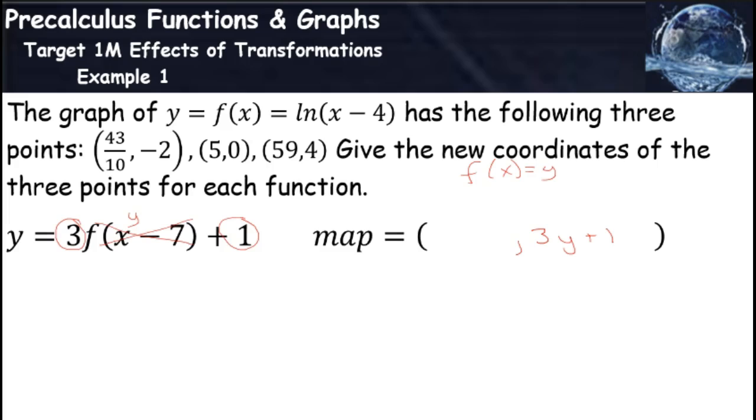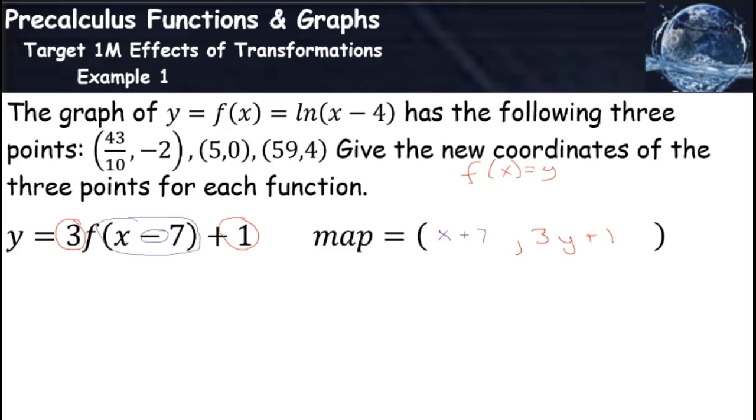Now I'm going to erase that and get another color. Everything in the parentheses, so that's this, affects the x, but it does the opposite. So this says x minus 7. The operation here is subtract, so I want to do the opposite of subtract, which is add. Instead of x minus 7, it's going to be x plus 7. What's in the parentheses only affects x, and you have to do the opposite. What's out of the parentheses, the red stuff, only affects y, and it's 3 times this, but this is just y plus 1.